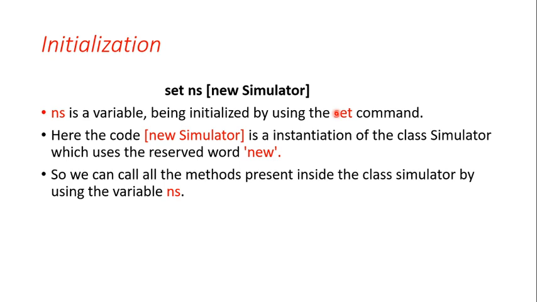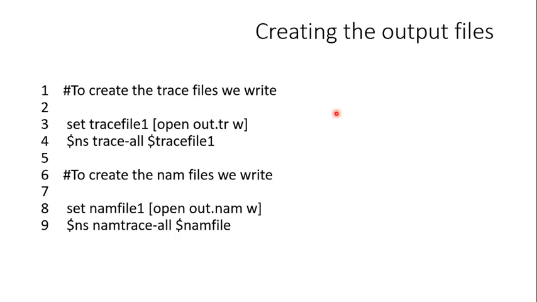Once you deal with the initialization of a network simulator, you should also know how to deal with the output files. Here we consider two different output files. One is the trace file and another is the nam file. The extension for the trace file is .tr, whereas the extension for the nam file is .nam. So .tr and .nam are the extensions for the output files we are going to consider here.